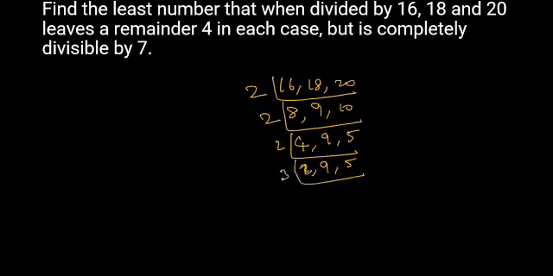Now when I divide by 3, this will be 2, this will be 3 and this will be 5. So that's all we can simplify. Now we multiply all these things together.